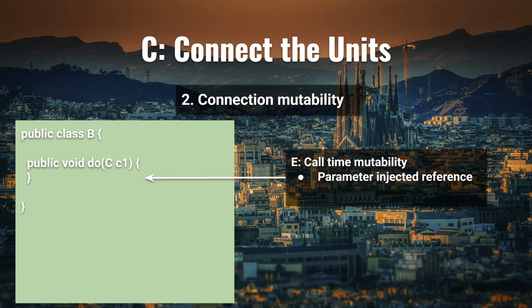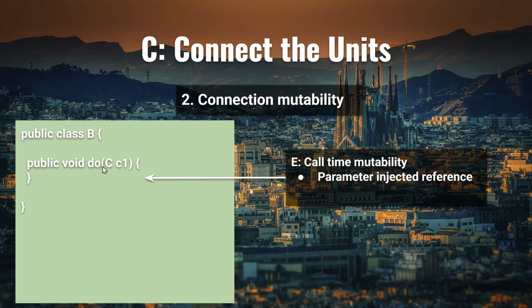The fifth type of connection mutability is what I call call time mutability, which is basically a parameter injected reference. It just means that you are passing a reference to the object that you want B to use as a parameter. As you can see here, the do method takes a C instance as parameter. And then inside of the do method, B can do whatever it wants with C.